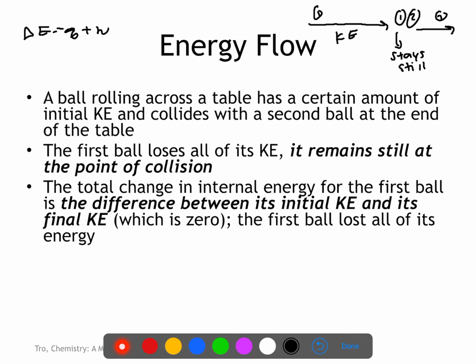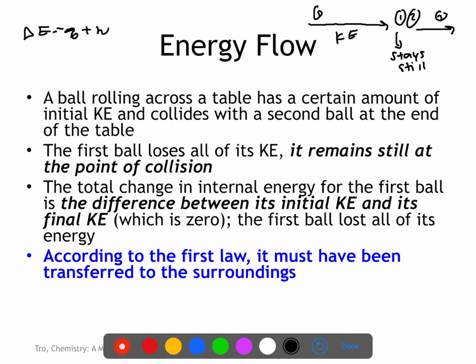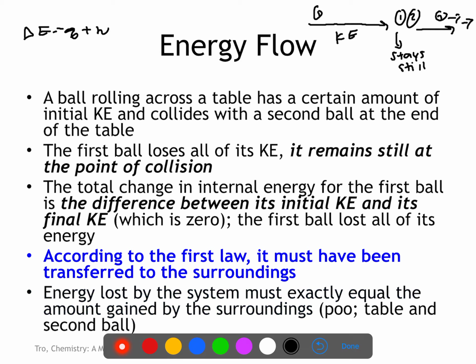The energy lost by the system must exactly equal the amount gained by the surroundings, the pool table and the second ball. Some of that energy was transferred to the second ball because the second ball started to move. If the second ball didn't move, it wouldn't have been transferred. Some was also transferred to the pool table itself, but due to the collision, it transferred its energy to the second ball so the second ball can keep moving along.